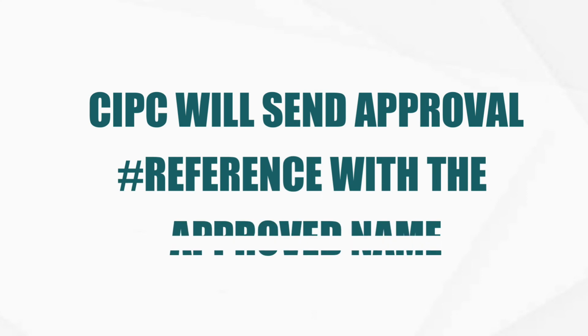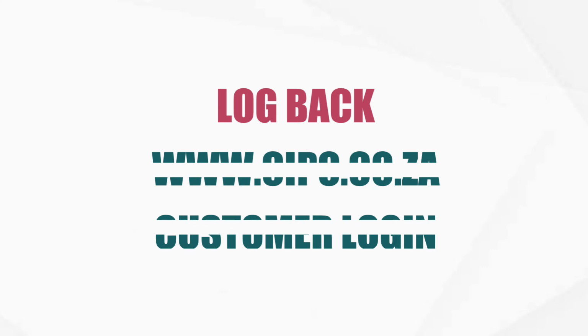So once you've reserved those four names, you'll get an email from CIPC after a few days, and they'll tell you which name has been reserved, and they'll give you a name approval reservation number that you can use for your complete company registration.